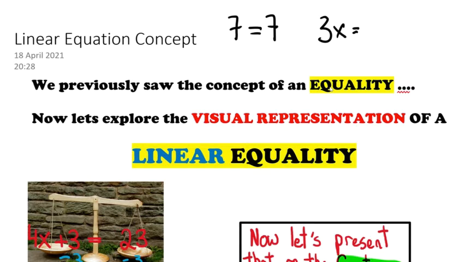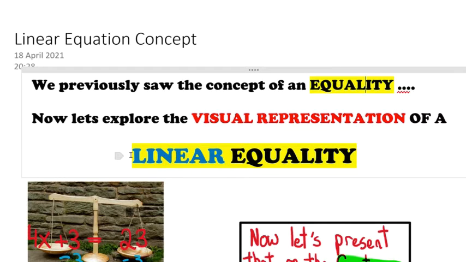Correct? So, the concept of an equality that we previously explored now has to be interpreted as a linear equality. Notice that the word linear has the word line in it. So when we think about these equalities, we need to think about a line.